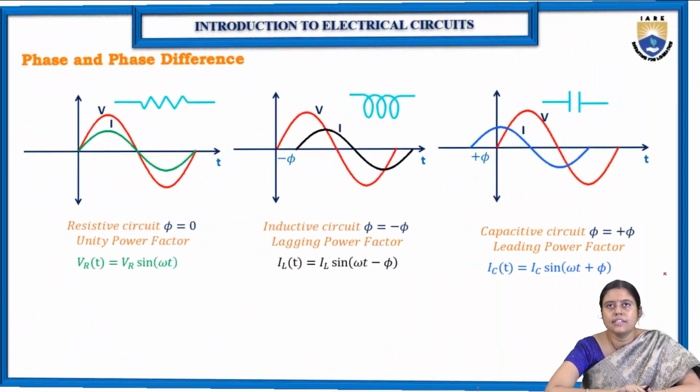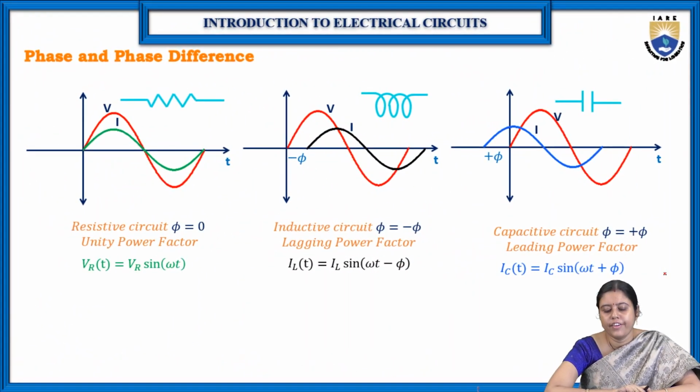Next we will discuss the phase and phase difference. What is phase? Phase means the angle between the voltage and current. And what is the meaning of the phase difference? The difference between the angles. So the angle between the voltage and current.